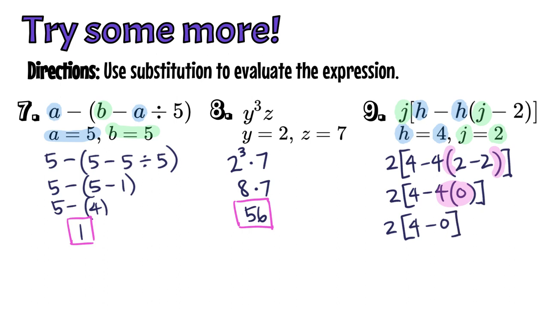The next step, we want to simplify the 4 minus 0. So we have 2 times what's 4 minus 0, which is 4. We changed our grouping symbols. I changed it to parentheses. It doesn't matter. You can keep it as brackets or you can make it parentheses. And this all simplifies to 8.